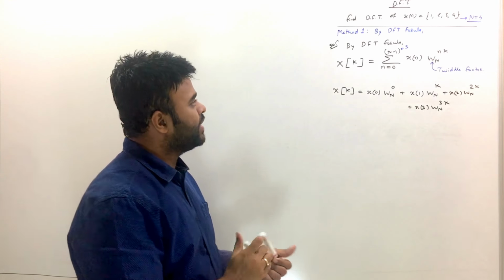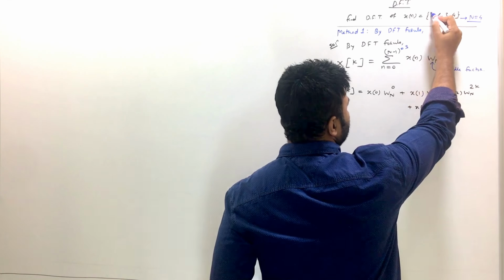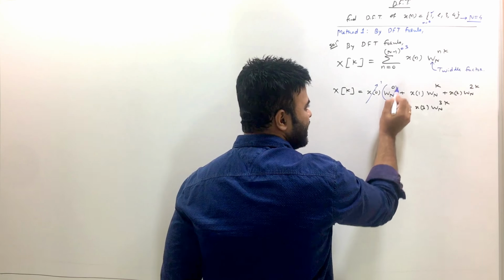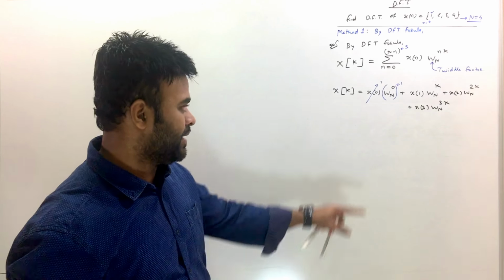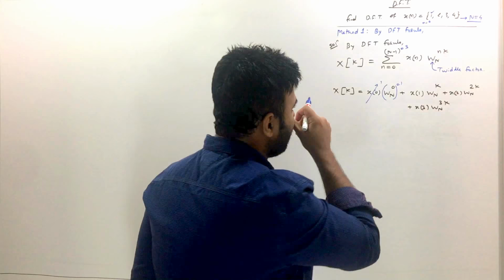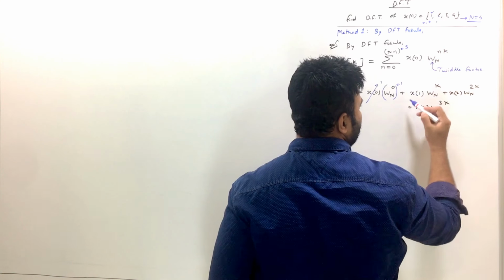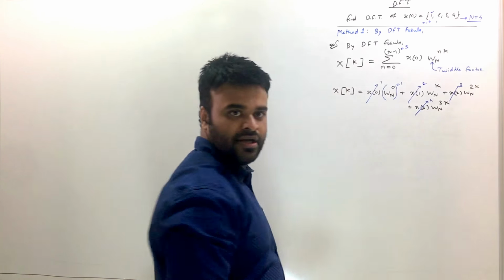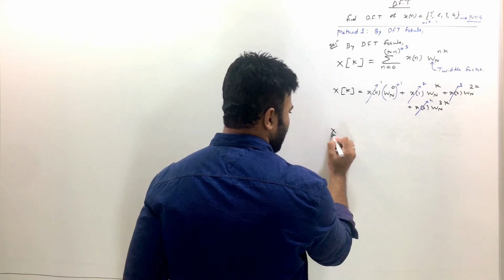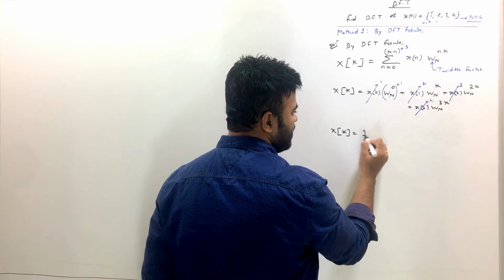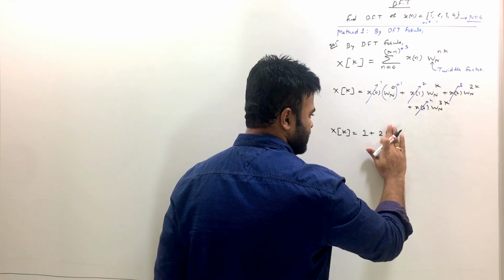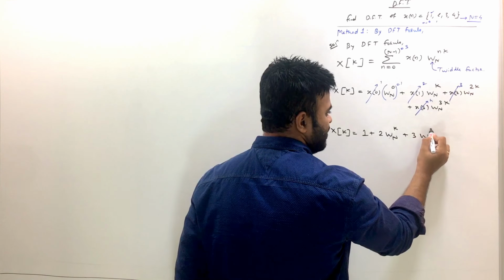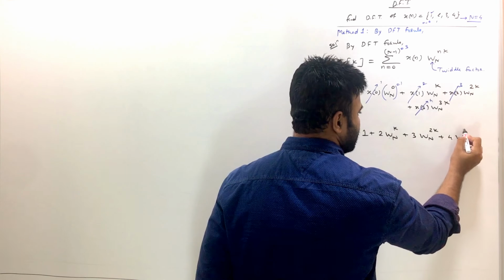Now, the value of x0 is the first value, or this is n equal to 0, so x0 is just 1. And W_N raised to 0 is also 1. Anything raised to 0 is 1. Now, when n is 1, the value of x1 is 2, this is 3, and this is 4. So now let's write down X[k] again. Well, I've got X[k] equal to 1 plus 2 W_N raised to k plus 3 W_N raised to 2k plus 4 W_N raised to 3k.